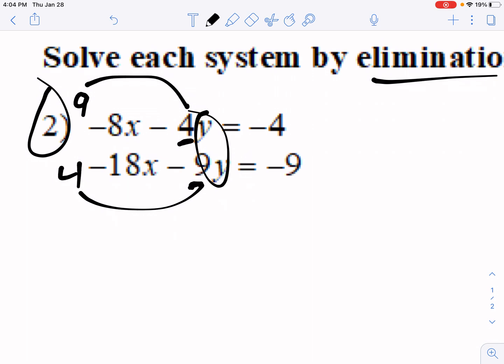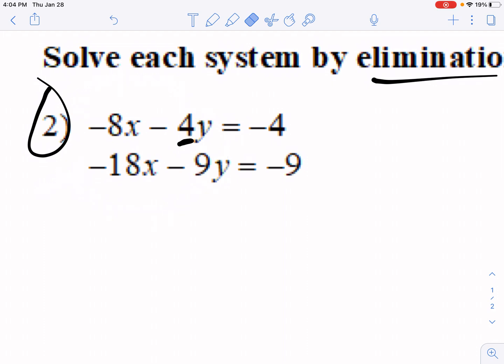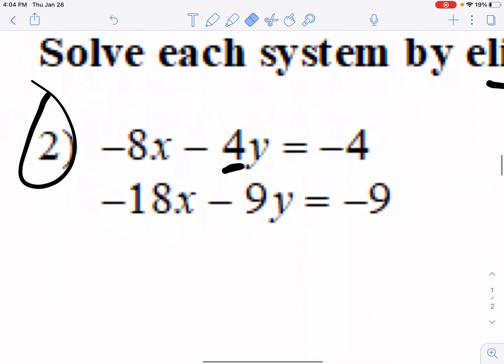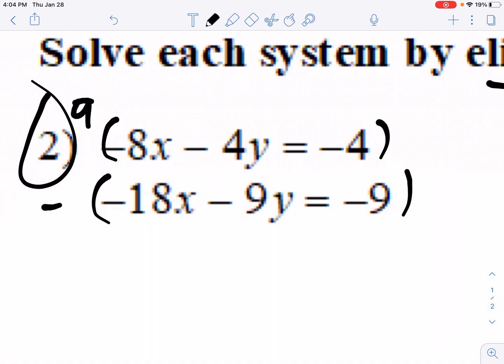So in order to create opposite signs, we just need to change one of these, such as maybe we can multiply by a -4. That way we have one positive and one negative. So let's try this out. Let's do a positive 9 multiplied to the first equation and a -4 multiplied to the second equation, okay? We're going to try to create opposite coefficients so we can cancel out y.